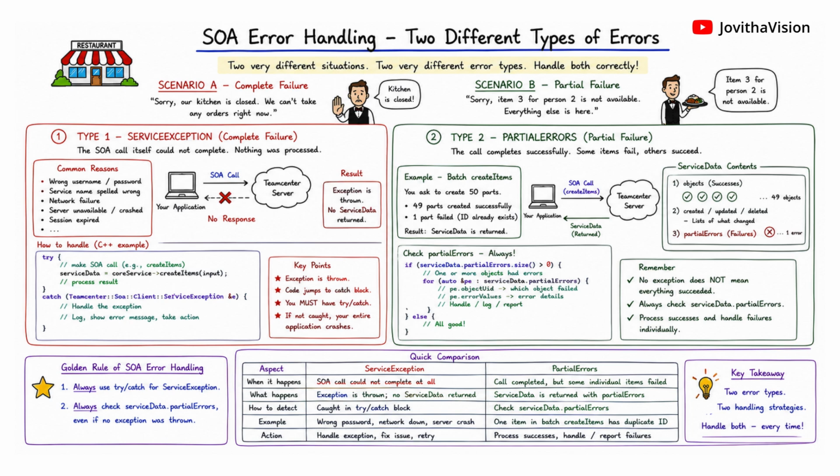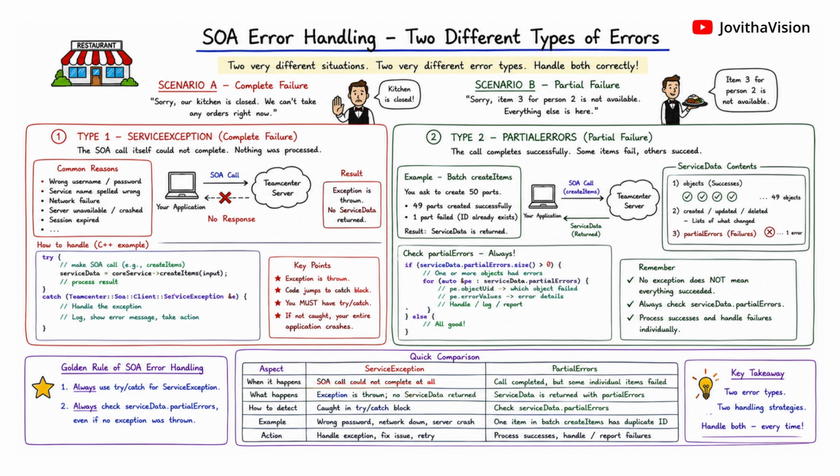Teamcenter processes all 50. 49 of them are created successfully, but one of them has an ID that already exists in the system, so that one fails. Teamcenter does not throw a service exception for this. The call returns normally. The 49 successful parts are in service data, and in the partial errors section, there is one entry recording the error for that one failed part.